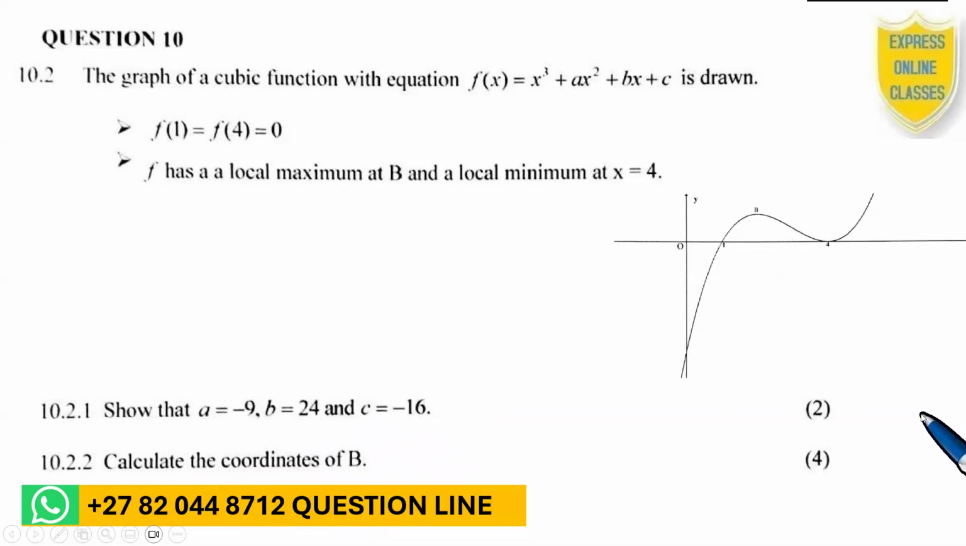Okay, obviously now this is a bit too tiny, but it's 1 here, it is 4 there. This is the point B. This is 1 and this is 4. And this is Y and this is X. Show that a is -9, b is 24, and c is -16. You have 2 minutes. I want to see what you can do there.